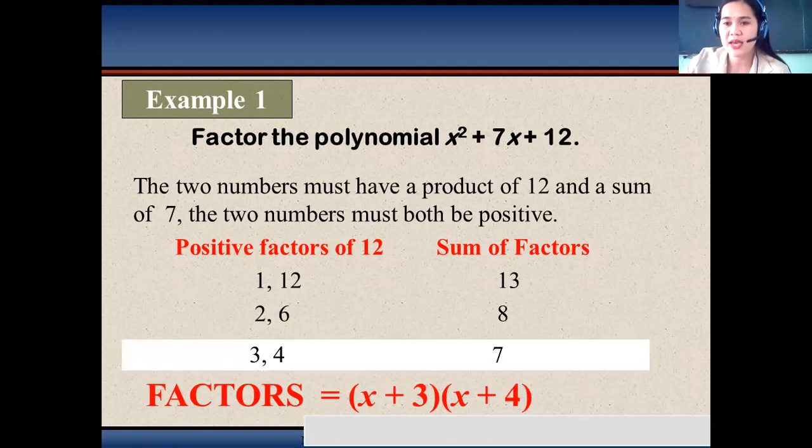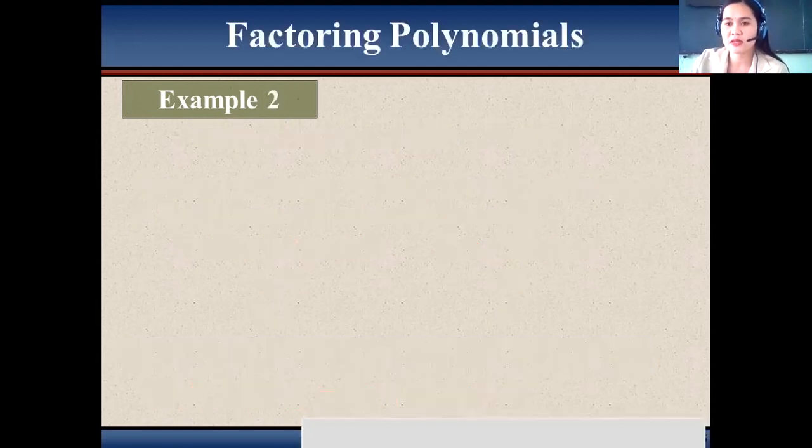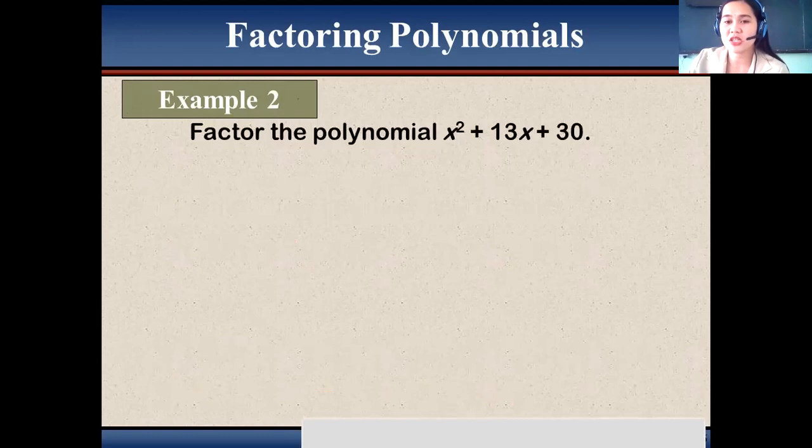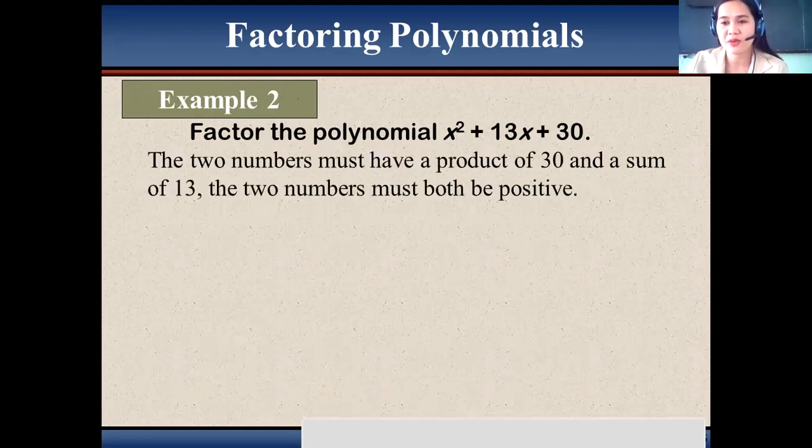Next, we have this one also. That is x squared plus 13x plus 30. So, the middle term is positive, as well as the last term. So, yung dalawang factors natin ay puro positive. I mean, positive ha, positive. Okay. So, ano yung factors ni 30 na may sum na 13? Okay. Maghanap kayo ng number na kung i-multiply, ang sagot is 30. Pag i-add, ang sagot is 13.